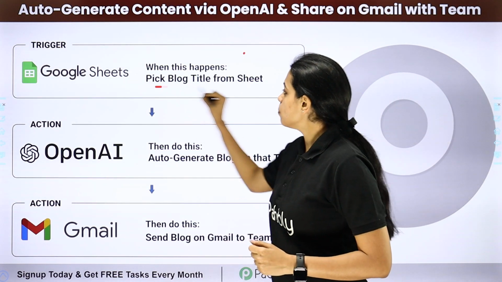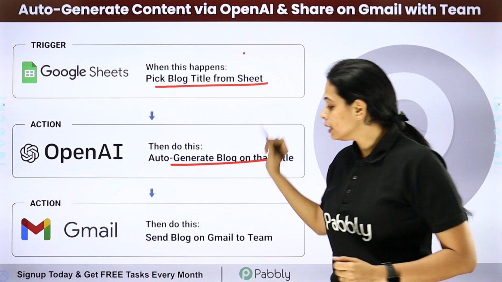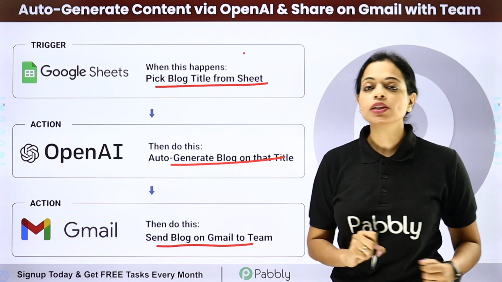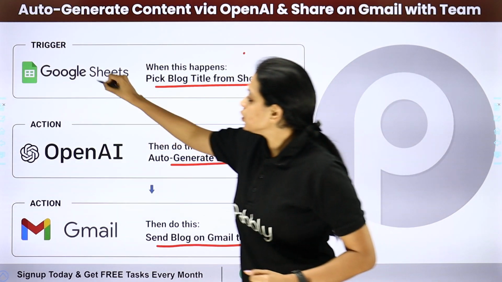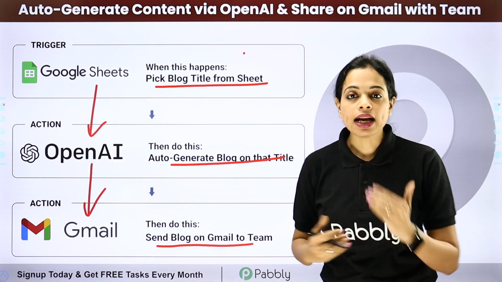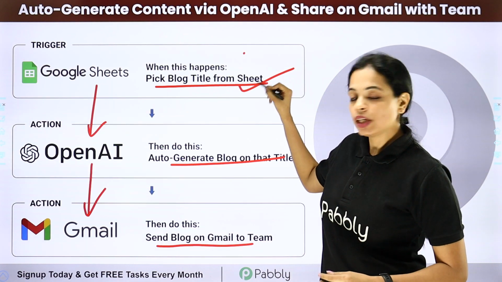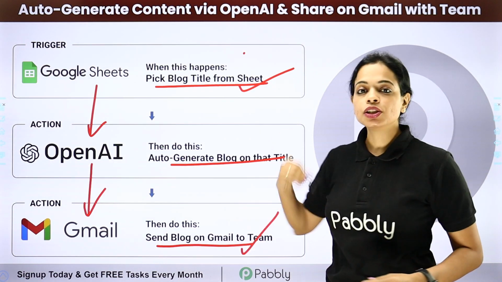So as soon as you pick blog title from sheet, you are generating the content, and then you are sending this blog on Gmail to your team. So what you're doing, you are integrating the three applications, and this entire process will be automated. So the moment there is a new row added over here, automatically a mail would be sent to your team along with the content.